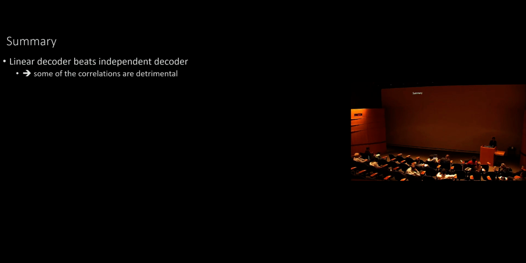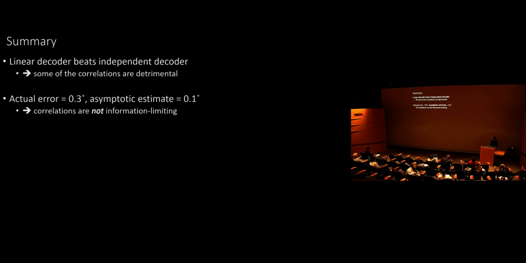So in summary, we found that a linear decoder beats an independent decoder. So some of the correlations in visual cortex are detrimental, but we can take care of them by using a linear decoder. We found the actual error was close to 0.3 degrees, and the asymptotic estimate is around 0.1. So these correlations are not information limiting, even if they can be detrimental if you just use an independent decoder. And then we don't know what this means for behavior. We haven't really found the hypothesis for why the behavior is worse, and that's for all of us to try to figure out.